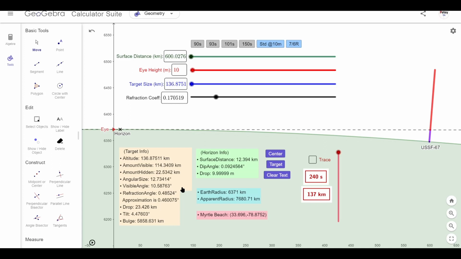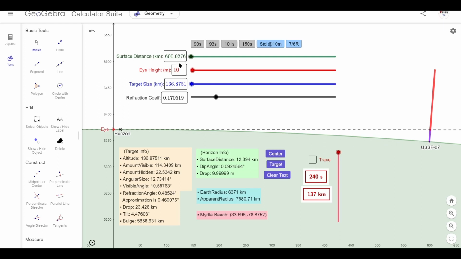So let me explain what I've got going on here. This is our observer, who is 10 meters above sea level at Myrtle Beach. This is the horizon. This vertical line represents the combined altitude of Falcon Heavy, split into two parts showing what is and what isn't visible for this time. The surface distance from the observer for this time is shown here in green, and that's this point here.